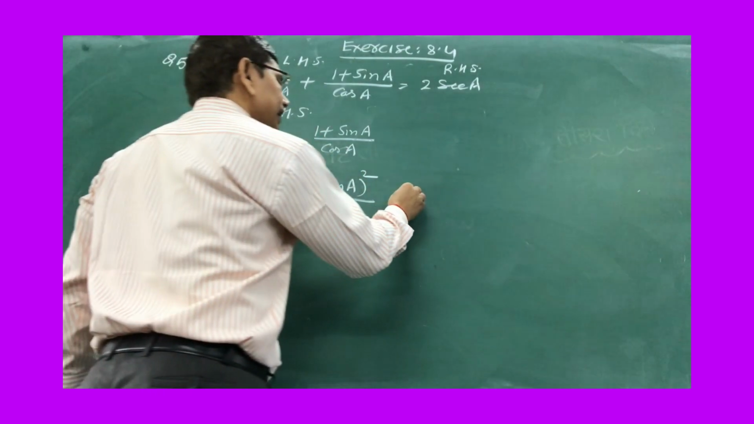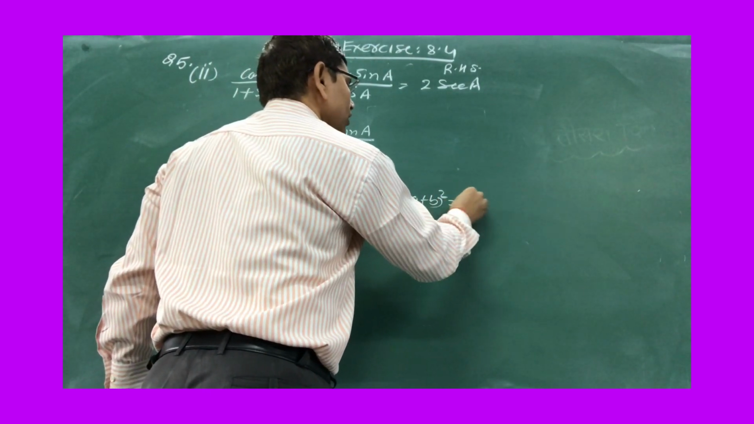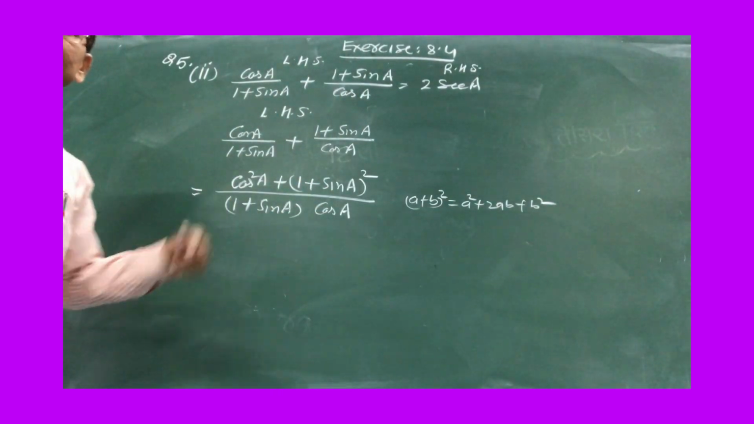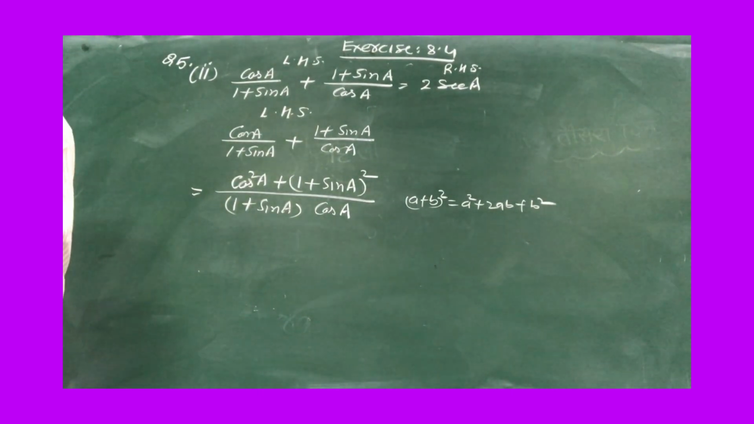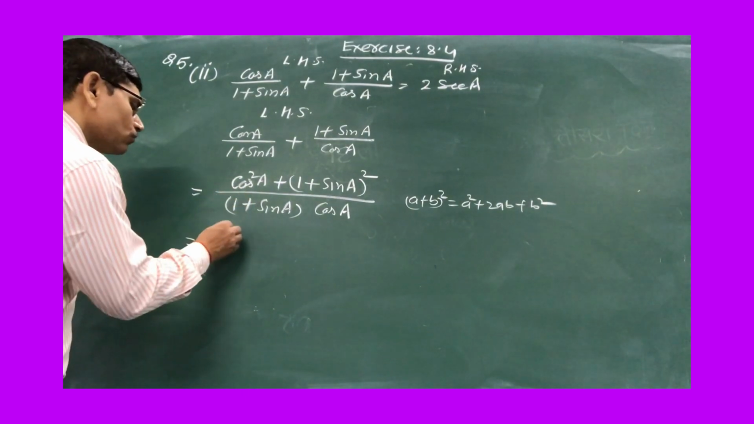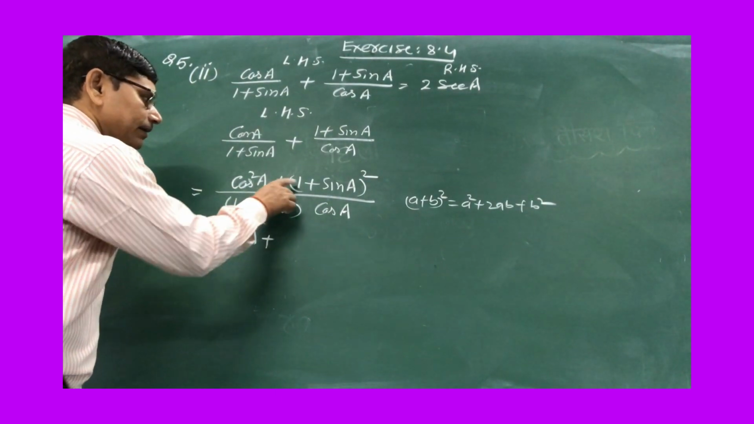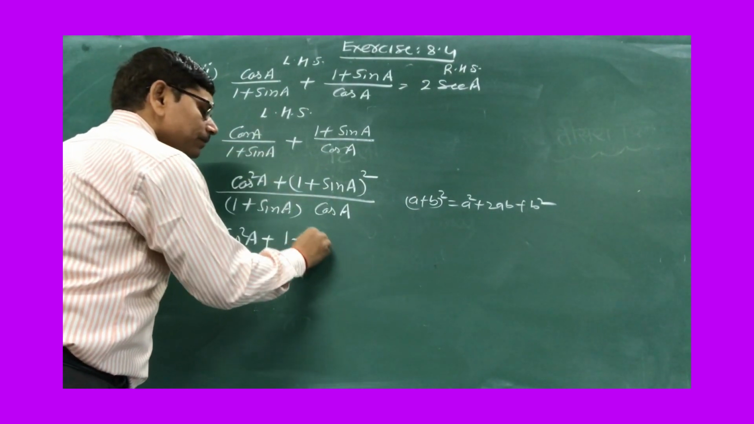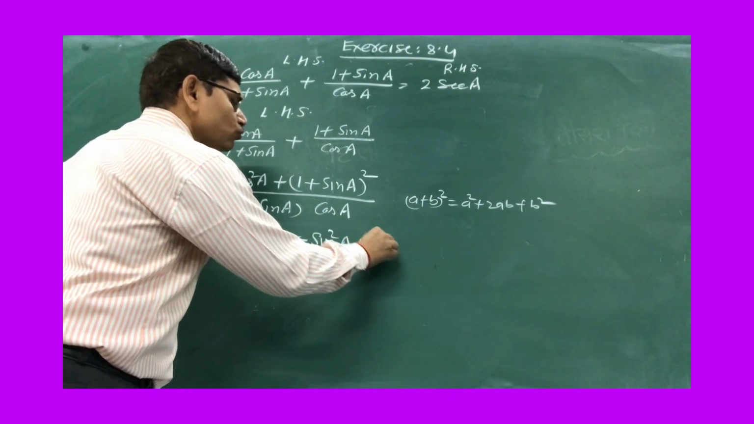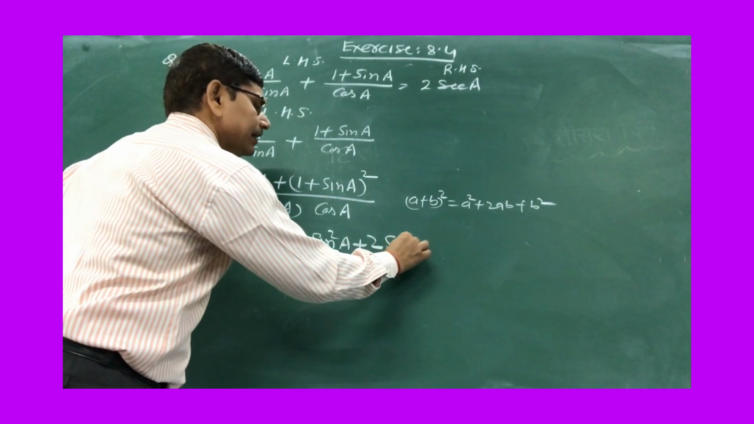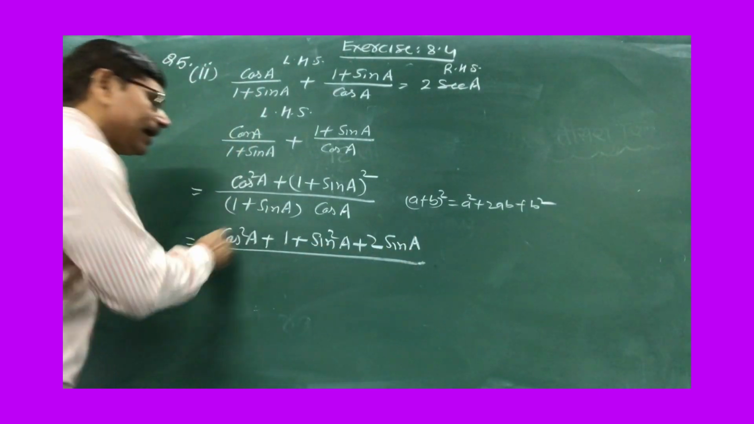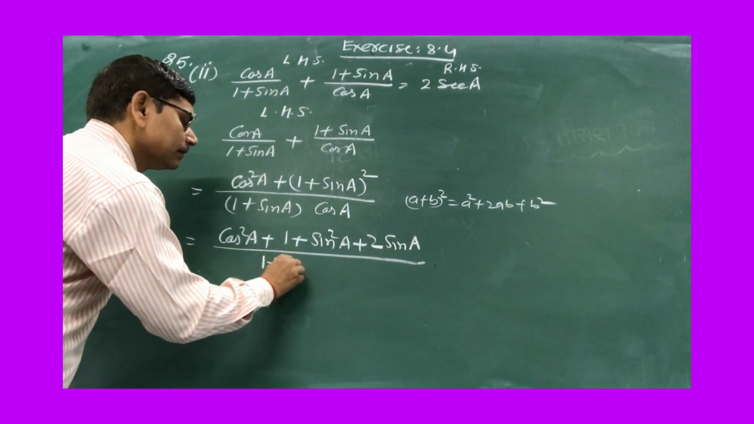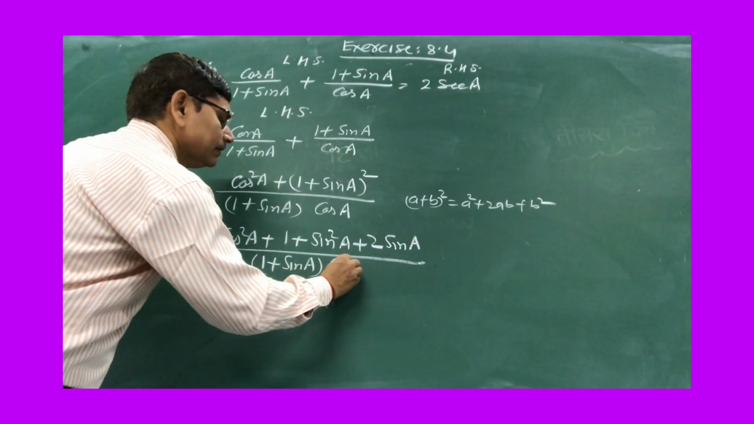Now dear, you know the identity (A plus B) whole square equals A square plus 2AB plus B square. So you use this identity here. That is the simple identity which you learn in class 8. So dear, cos square you will write same to same. And here A square, that is 1, no need to write square. Plus sin square A. And then plus 2AB means 2 sin A. And whole divided by, you will write same to same, don't multiply it, (1 plus sin A) into cos A.